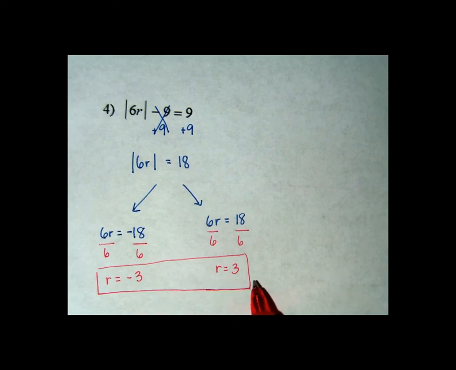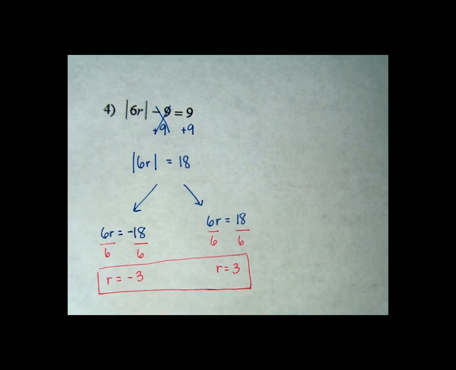It just so happened that these come out as positive and negative 3. It doesn't always work like that, as you saw in example number 3. Make sure you pay attention to that. Don't get in the habit of just saying, oh, well, they both have to be the same number, just one's positive, one's negative. That's not always true.